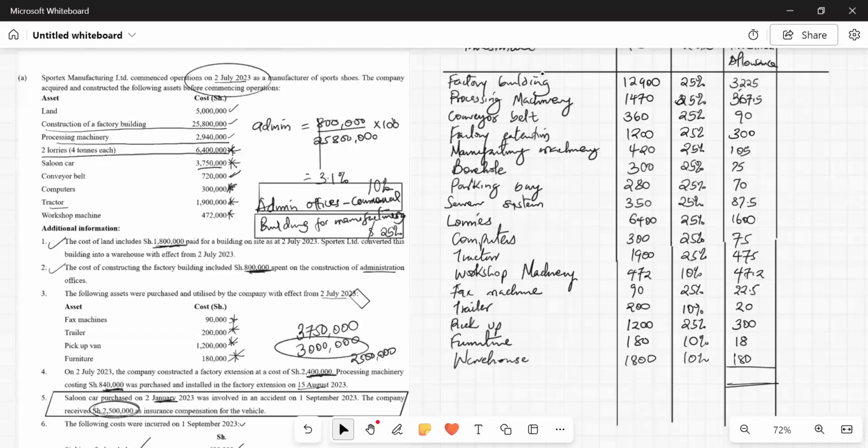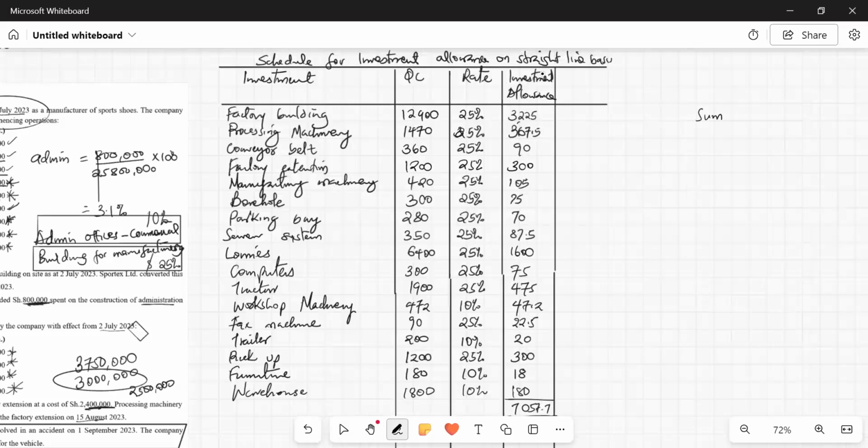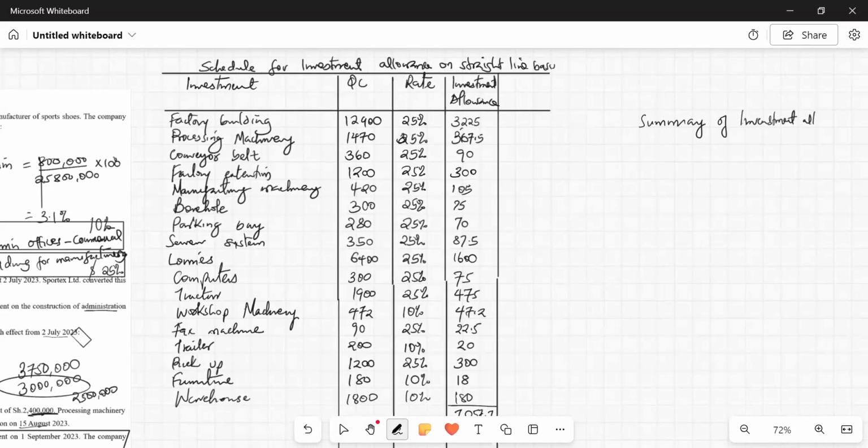It was 7,057.7. So what, 27,000? 7,057. And 7,057. Mm-hmm. 0.5, 0.7. Yes. So if that is the investment allowance, then that is the one on straight line method. And there is the one on reducing, but on the one we calculated on once off. So we may prepare a summary for investment allowance here, and say that one-off allowance.